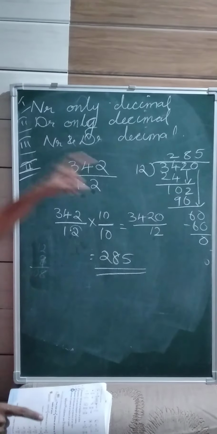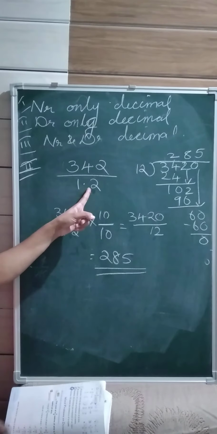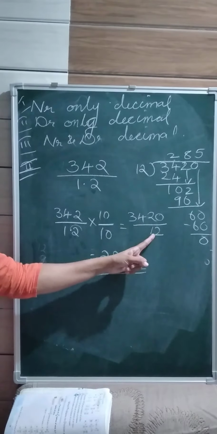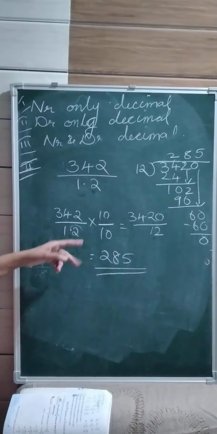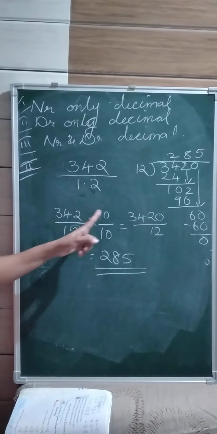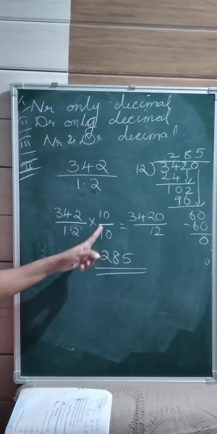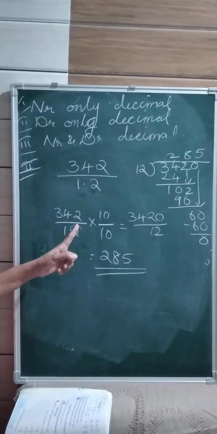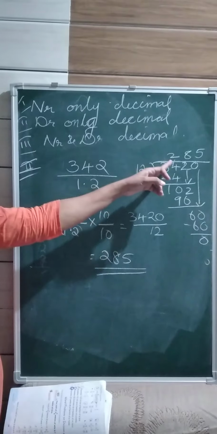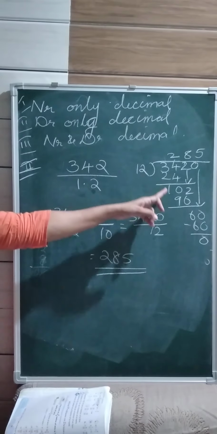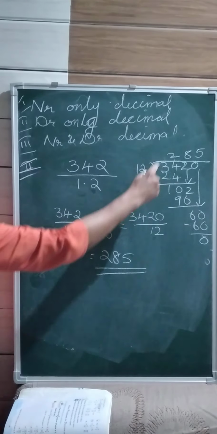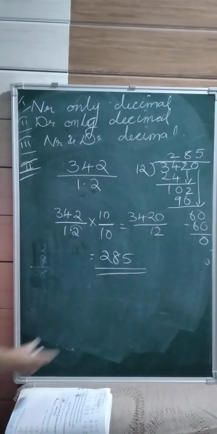So listen, before dividing this one we have to make the denominator without decimal digits. Count the number of decimal digits here; that many zeros we need to multiply. Here one digit, so multiply by 10. After that you can do the normal division method. 3420 divided by 12, here we got the answer 285.